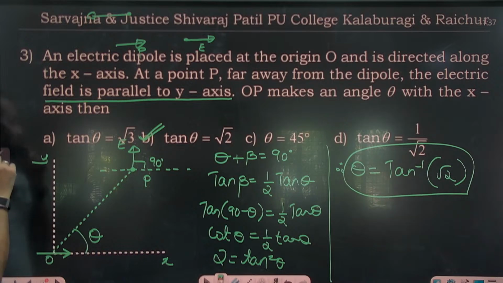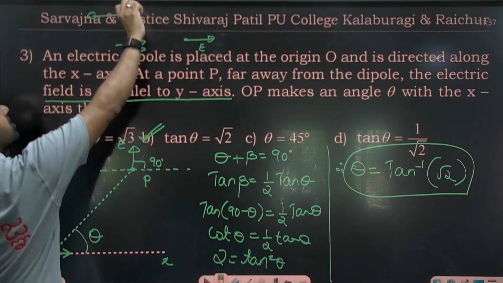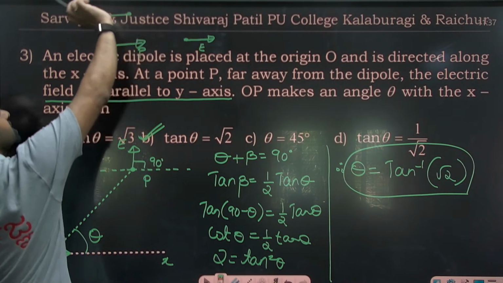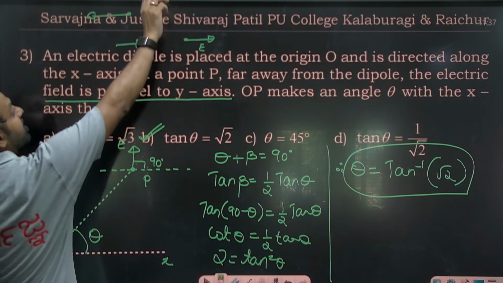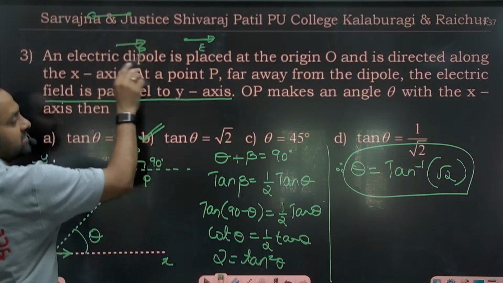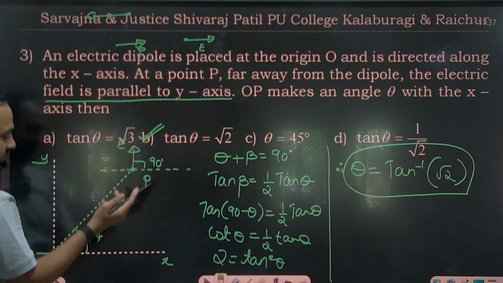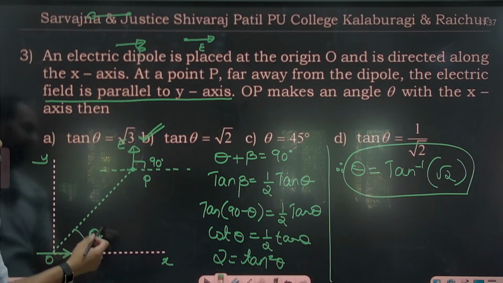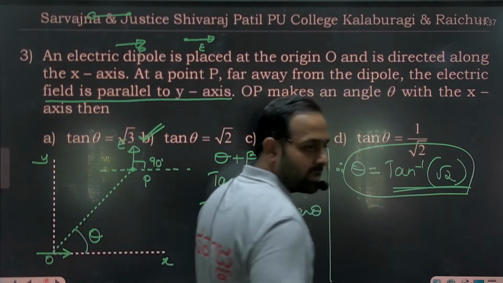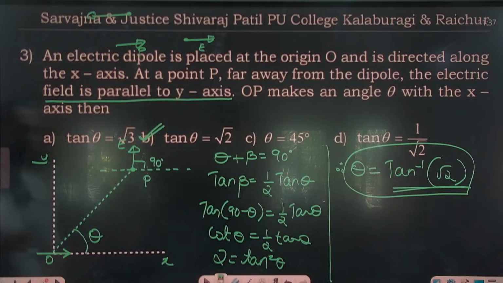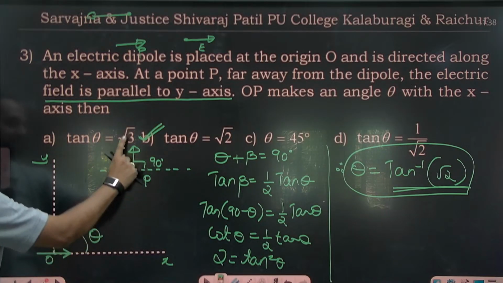So the electric field, as I said, if you go from here to here, what is it doing? It is turning. So there will come a point where the electric field will be perpendicular to this dipole. That point makes an angle of tan inverse root 2. That angle is tan inverse of root 2. So at this point, the electric field is perpendicular.